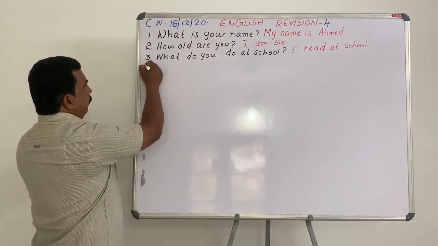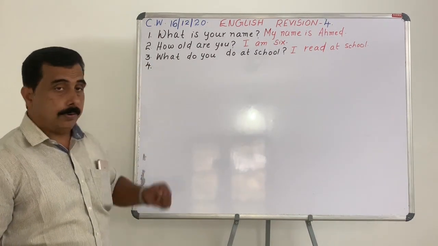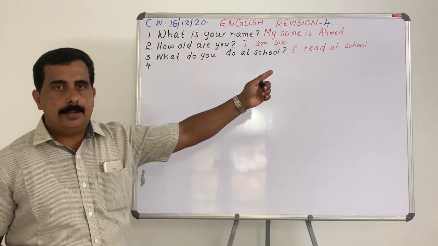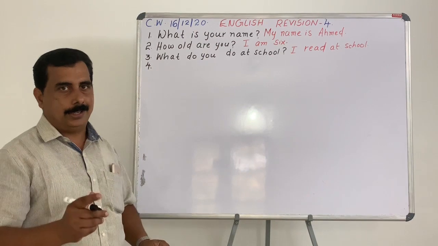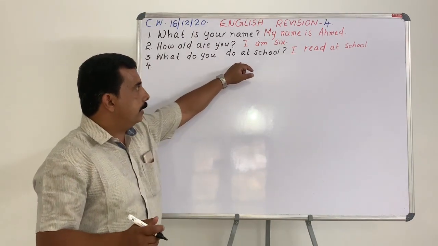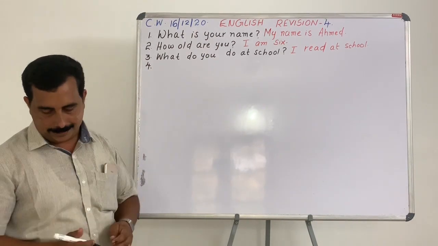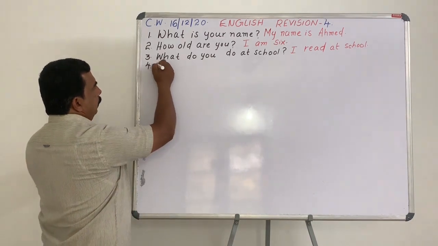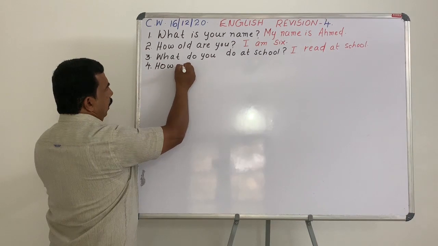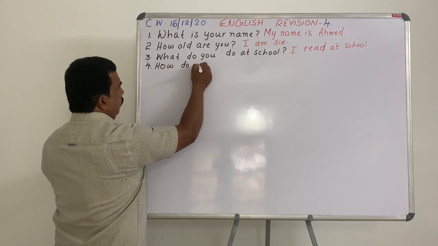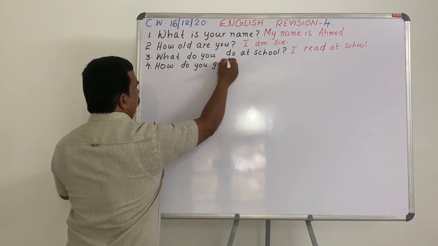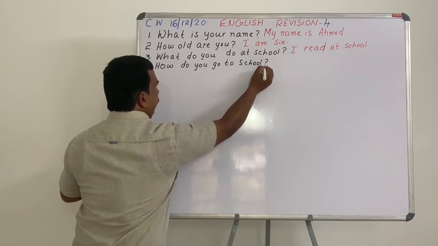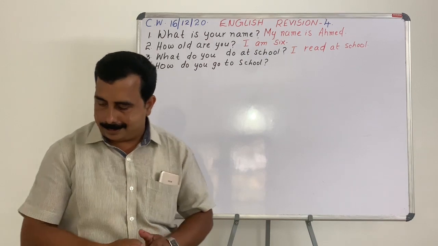Question number 4. Tell me, are you following? Are you understanding? Is it a little bit confused if I write together? Because of less space I write together, but you must write the question in the first line, the answer in the second line. Next, a very important question: how do you go to school? Children, how do you go to school?